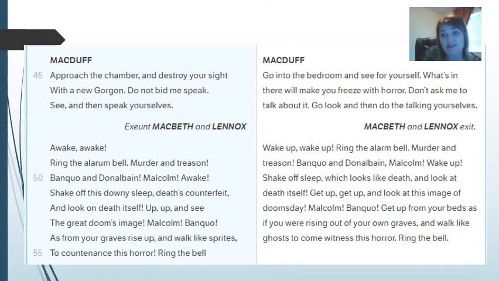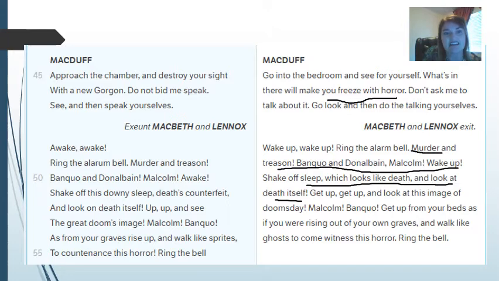Macduff says, go into the bedroom and see yourself. It will make you freeze with horror. Murder and treason. Banquo and Donalbain. Malcolm, wake up, shake off sleep, which looks like death, and look at death itself.